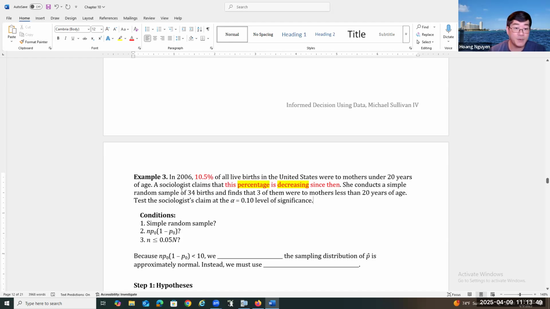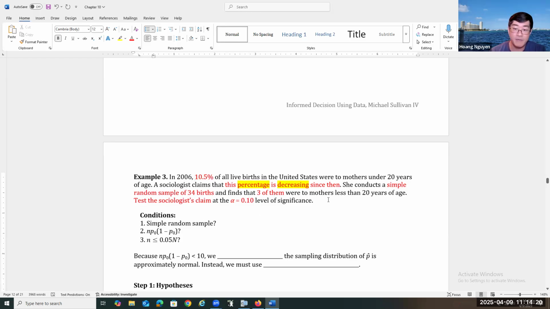She conducted a simple random sample of 34 births, and found out that 3 of them were to mothers under 20 years of age. So test the sociologist's claim at alpha equal to 10% significance level. What's the claim? The claim is this percentage is decreasing. So what's the original percentage? The original percentage is 10.5%.